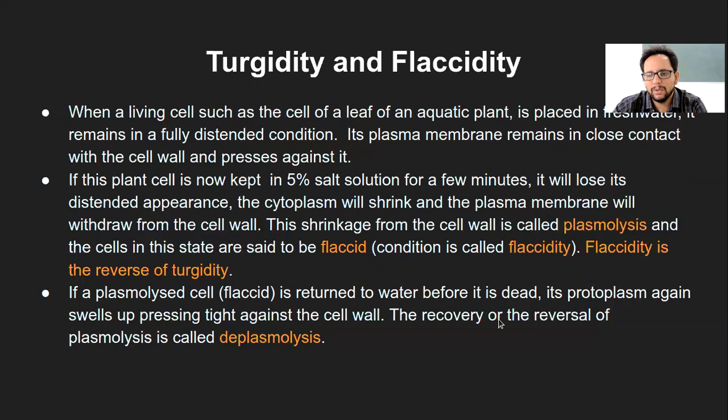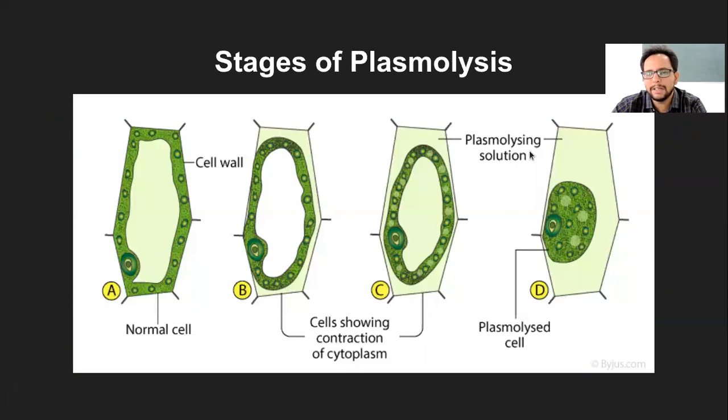And also the phenomenon of plasmolysis, that is the shrinkage of the cell membrane from the cell wall, not of the cell wall, but shrinkage of the cell membrane or plasma membrane from the cell wall. And this was depicted in this diagram, where the cell membrane is getting detached from the cell wall and then collapsing inside, shrinking in its size. So that was plasmolysis. And deplasmolysis was exactly the opposite of this, that is going towards the normal cell.